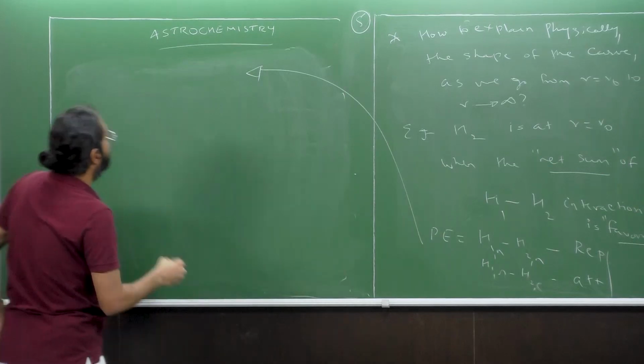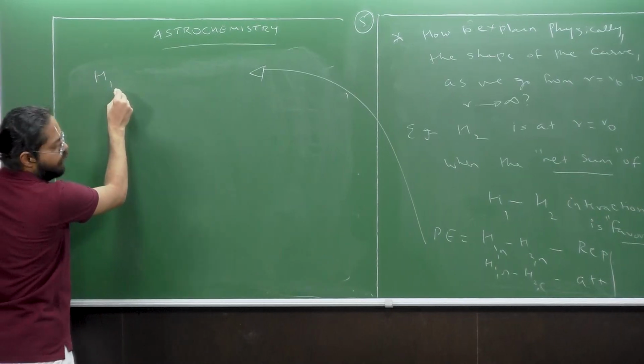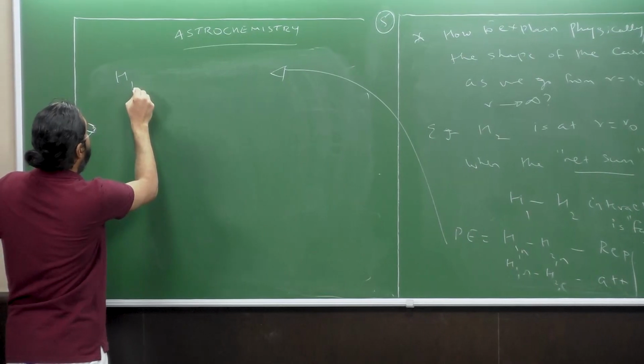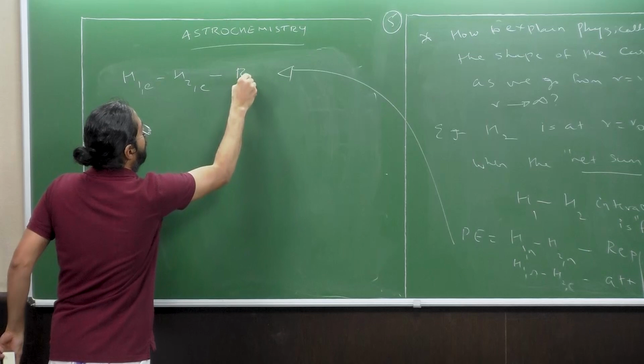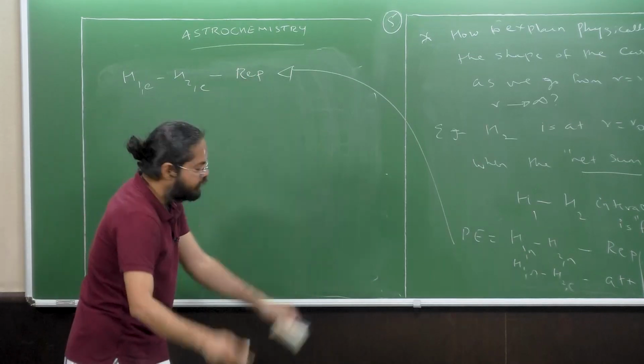So the next term is going to be H1e and then H2e. This is going to be a repulsive force, right? The electrons are going to repel each other.